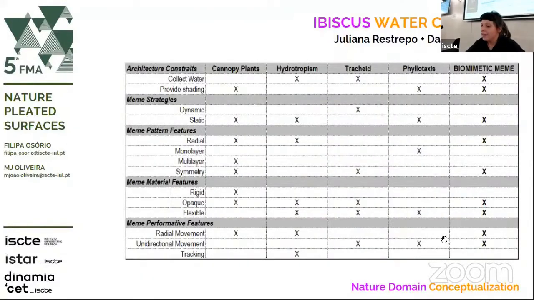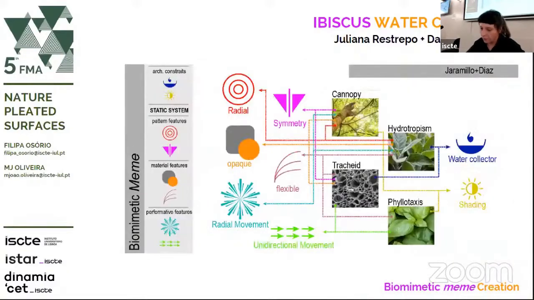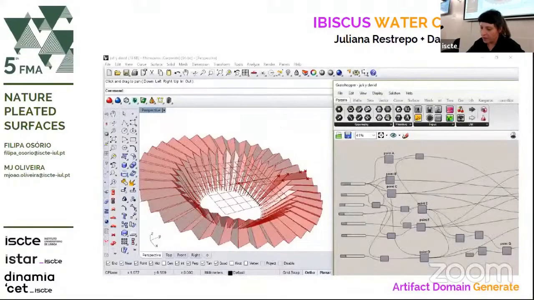And then they produced the biomem. The biomem, they kept the initial constraints. At the pattern level, they maintain the radial and, of course, the symmetrical, and then the opaque and flexible material features, and using a radial movement and unidirectional movement. Of course, these performative features, being a static biomimetic mem, this was happening only at the pattern level. And this is the formalization of the biomem, and this was the final project.